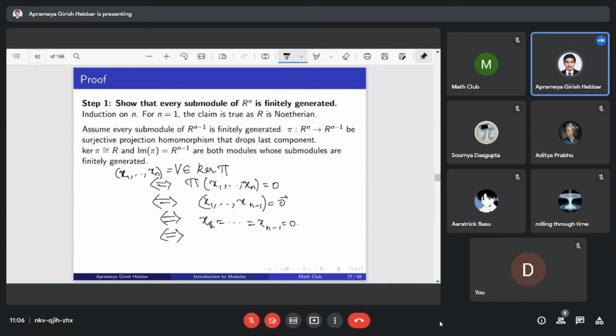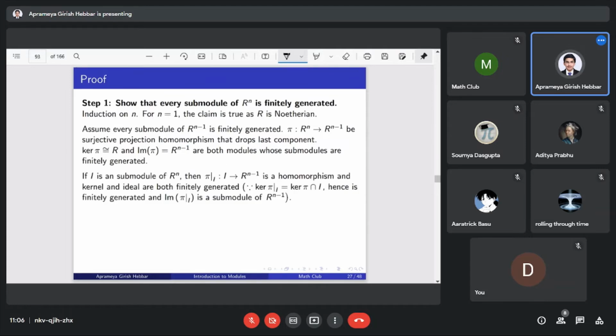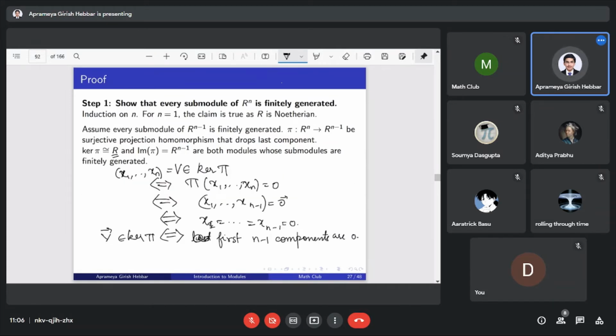So what does this mean? A vector V belongs to kernel pi if and only if its first n minus 1 components are 0, and its last component can be anything. So the last component has the freedom, and it can be any element in R. So this is isomorphic to R, right? The image is a surjective map, and these are both modules whose submodules are finitely generated. Why?